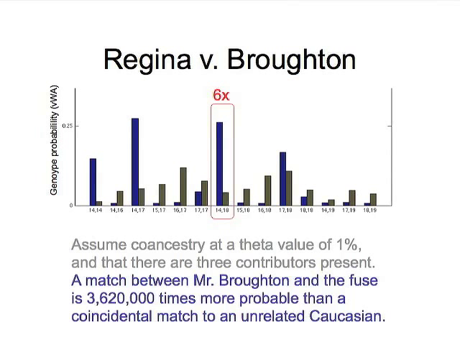Visually, this is the genotype approach. And a statement looks like, well, assume co-ancestry with a theta value of 1%, and there are 3 contributors present. Then in English, you can say, a match between Mr. Broughton and the FUSE is 3 million times more probable than a coincidental match to an unrelated Caucasian. Again, it's English, and it's mathematically correct.